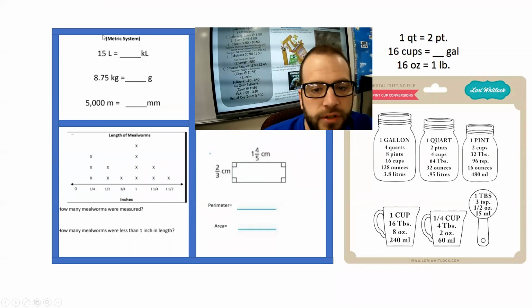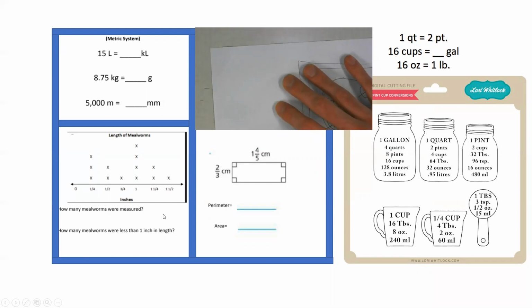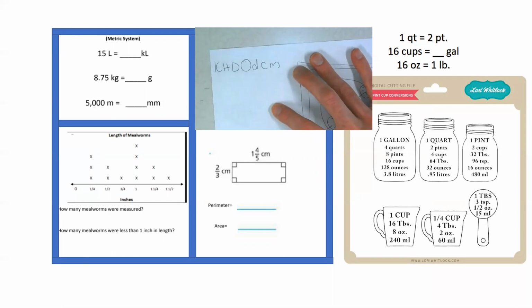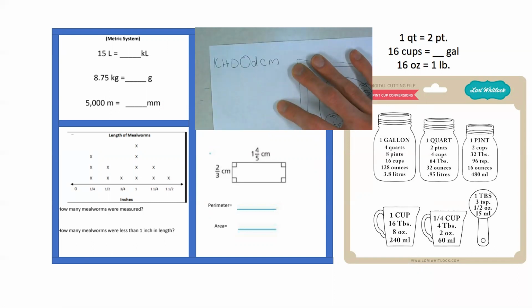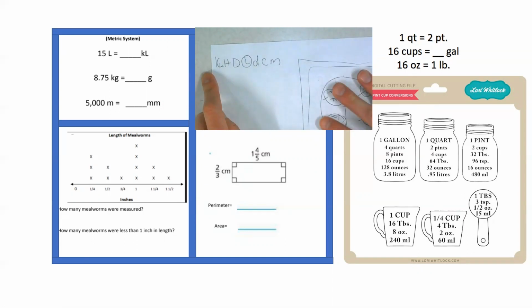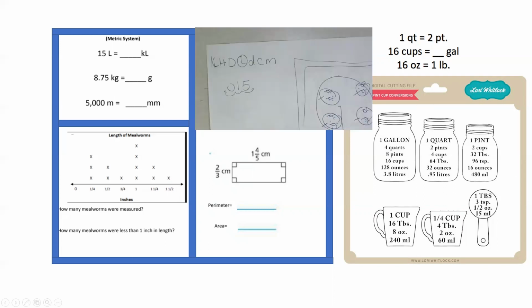So the first box is converting with the metric system. So you remember how we convert with the metric system. Converting with the metric system, we are going to put our KHD DCM. And if we're going from liters to kiloliters, we are going to start here, because this would be our liters and this would be our kiloliters. And we're going to go left, 1, 2, 3. So 15 liters goes left, 1, 2, 3. And that answer is 0.015.